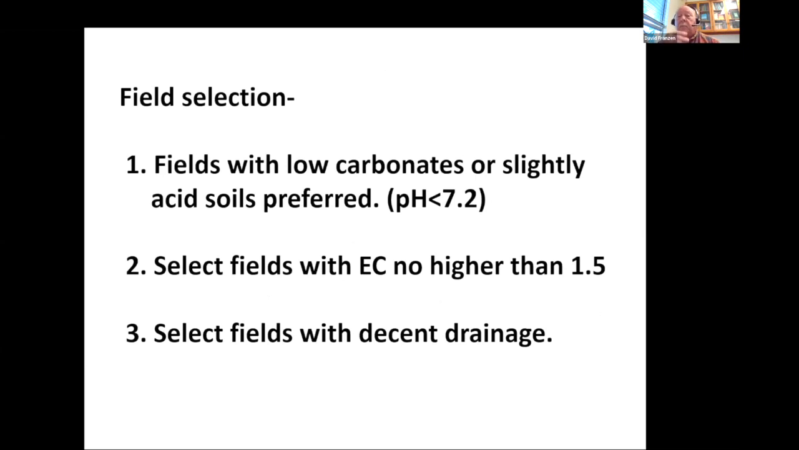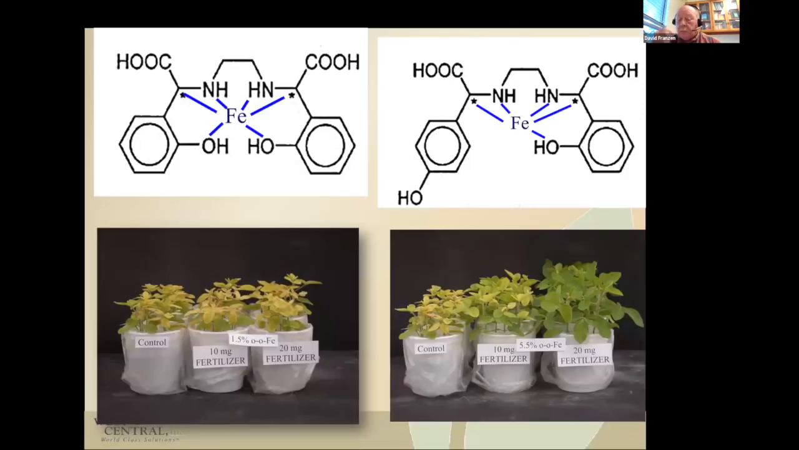So let's move on. For field selection, you want to pick fields with low carbonate levels or slightly acid soils. That's preferred, pH less than 7.2. Try to select fields with EC no higher than 1.5, and then select fields with decent drainage. All three of those things will help quite a bit.